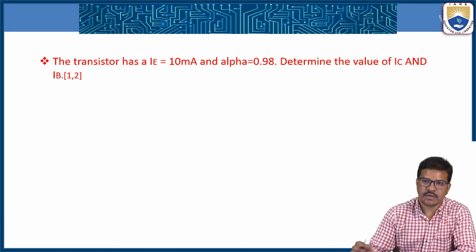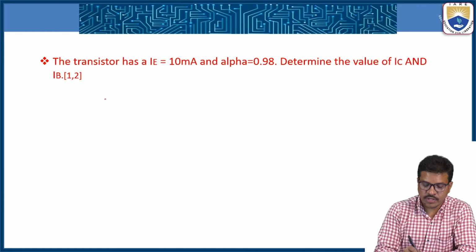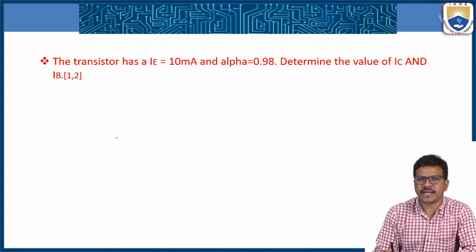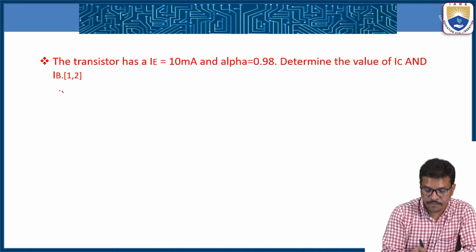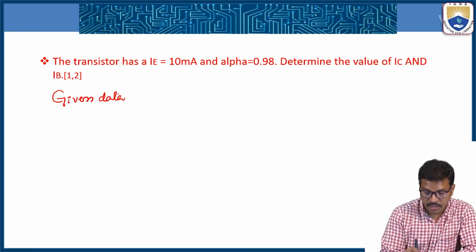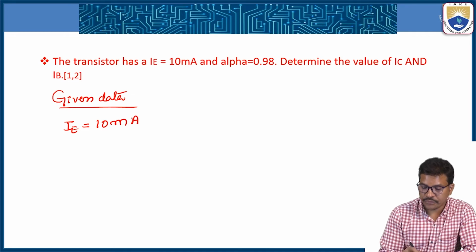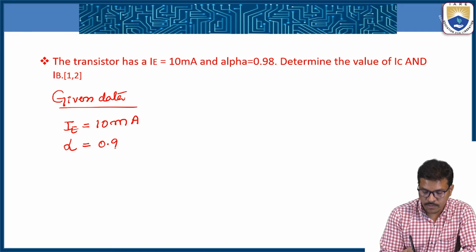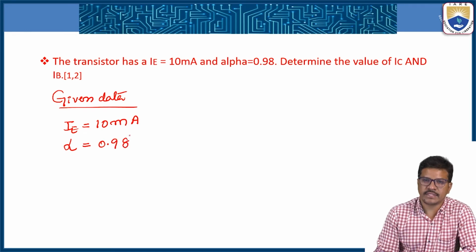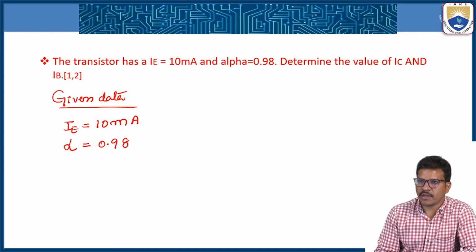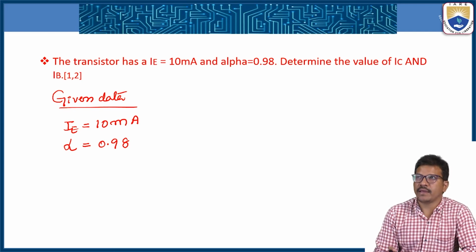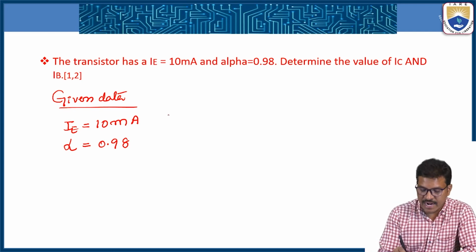Let us see some other problem. In this problem, very simple, the transistor has emitter current IE equal to 10 milliampere. What about alpha? In the given problem, alpha is given as 0.98. Alpha is always less than or approximately equal to 1. Determine the value of IC and IB.